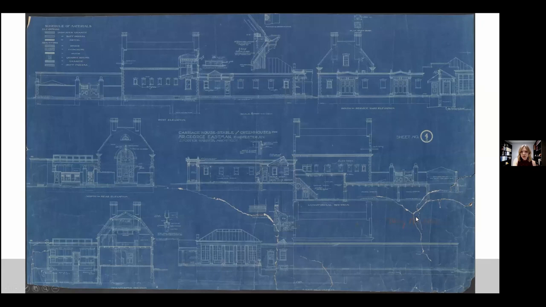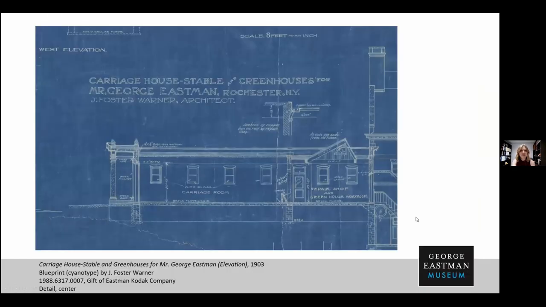So I will take you on a little tour around what we're looking at. This is about 34.5 inches wide by 22 inches tall to give you an idea of the scale. I know it's kind of hard to see when it's on your full screen. It is carriage house, stable, and greenhouses, which, as Dan said, there's not a lot of photographic documentation. So to see these drawings is really helpful, not only for Dan, but for Kathy and for other people who are either researching the property or the architect, for example.